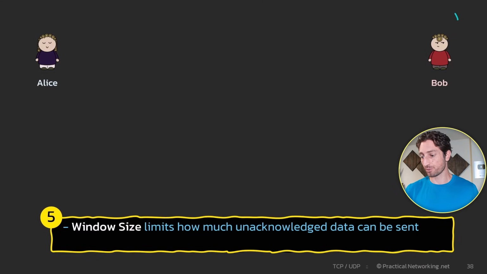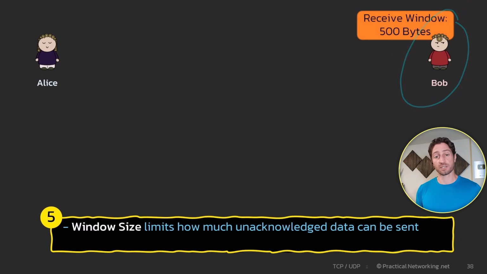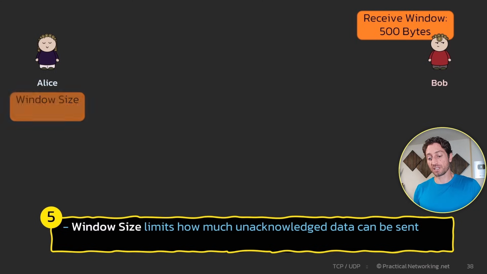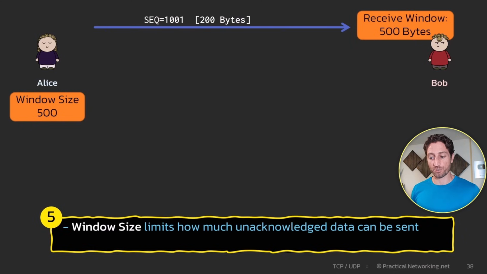So in our example, Bob is the receiver, and Bob sets his receive window size of 500 bytes, which means Alice can only send 500 bytes at a time before she has to stop and wait for an acknowledgement from Bob. Now, how Alice knows that Bob had set a window size of 500 is something we'll talk about in idea number 6, but for now, simply take it as fact that Alice knows the window size for this connection is 500.